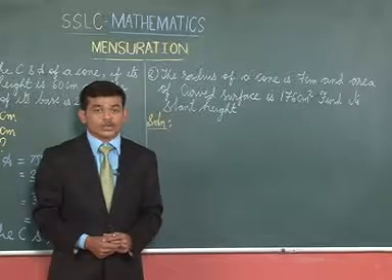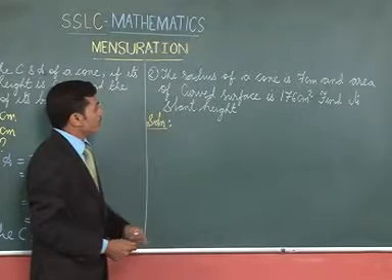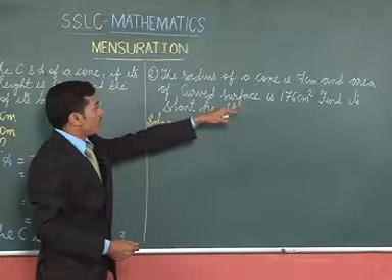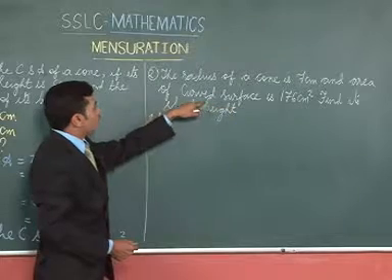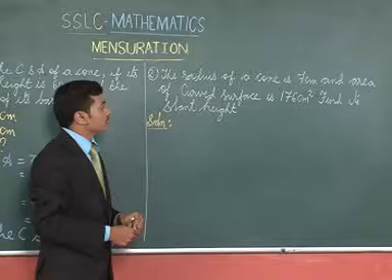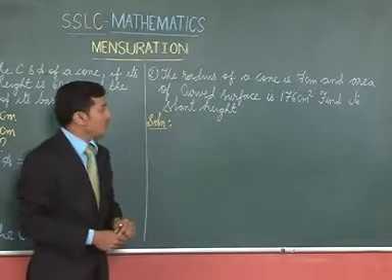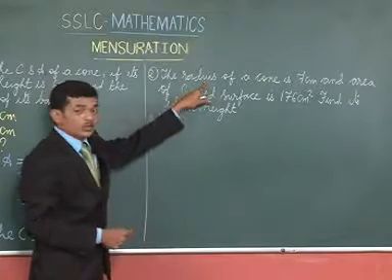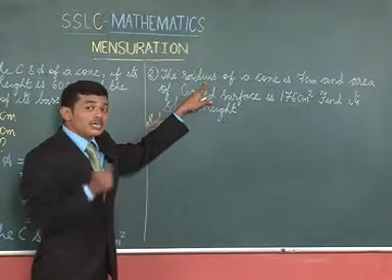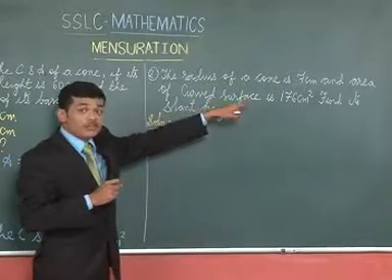Now let us go for the second problem. Now let us read the problem. The radius of a cone is 7 centimeter and the area of curved surface is 176 centimeter square. Find its slant height. So we are given the radius of the cone. The radius of the cone, in the sense, is the radius of the base of the cone and it is equal to 7 centimeter.